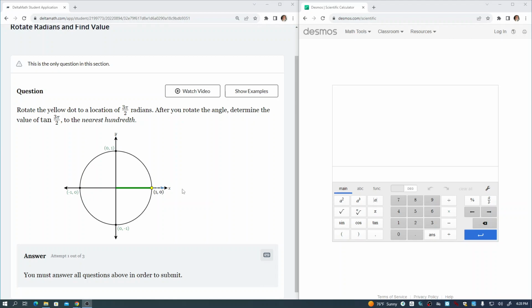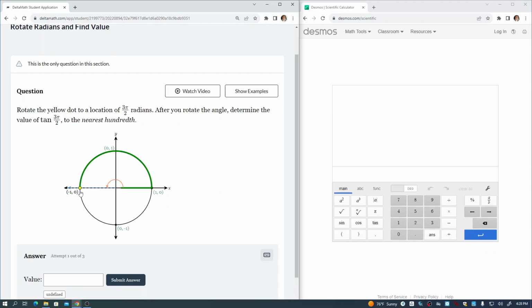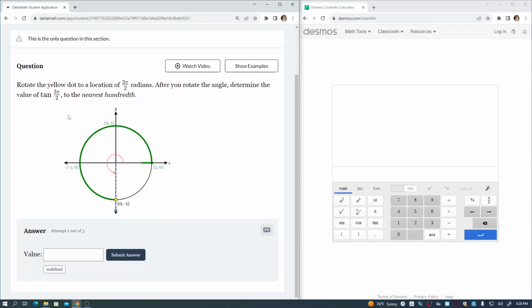The first one says rotate the yellow dot to a location of 3 pi over 2 radians. We've learned that pi is a semicircle, so this is 1.5 semicircles. So that would put us down here at 270 degrees. And it says find tangent of 3 pi over 2.